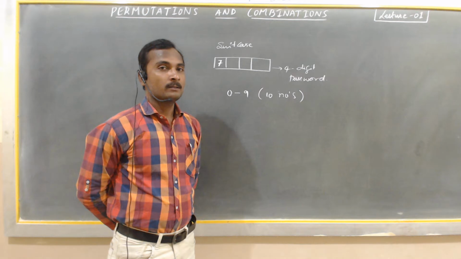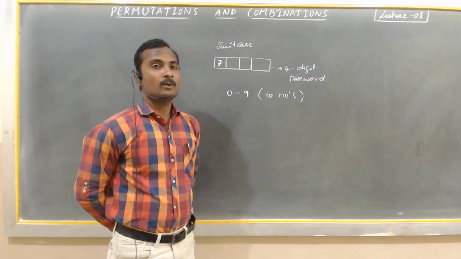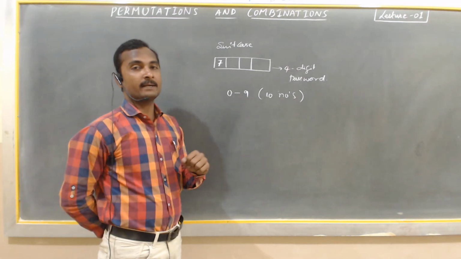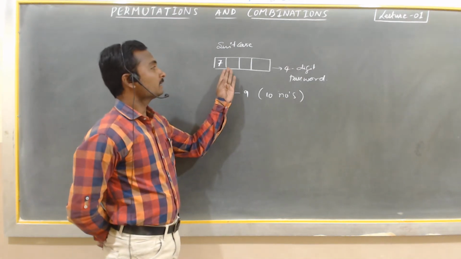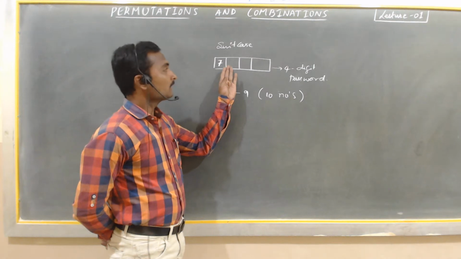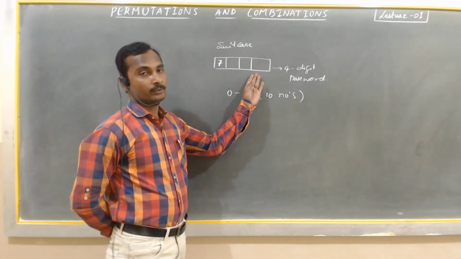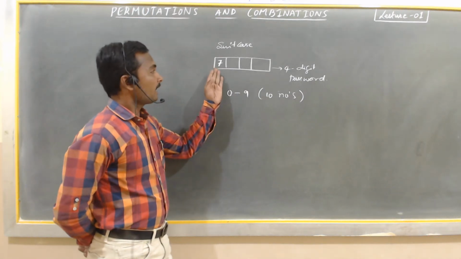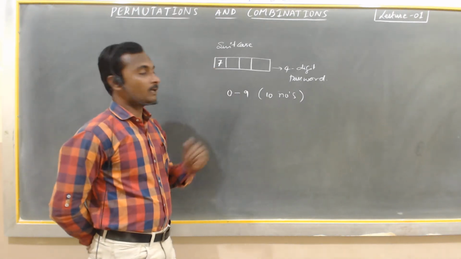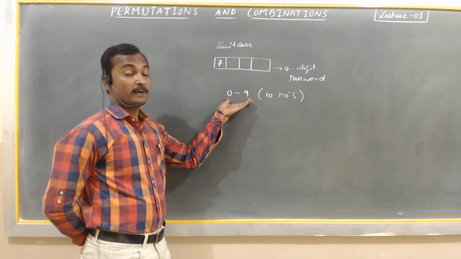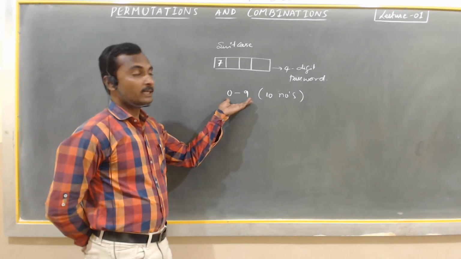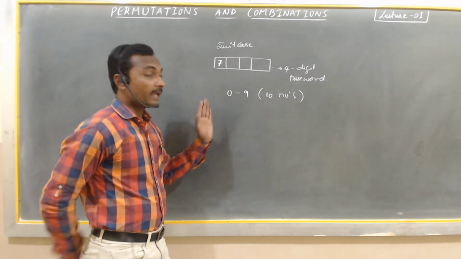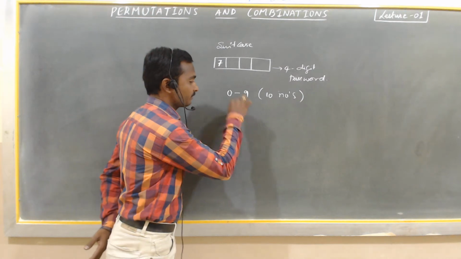Then suddenly I will start thinking about what possible number of entries I can start filling in the second unit, in the third unit, and in the fourth unit. Suppose I have already used one number out of these 10 numbers. It means what is the possibility of the entry of this second place? There are 9 numbers left.